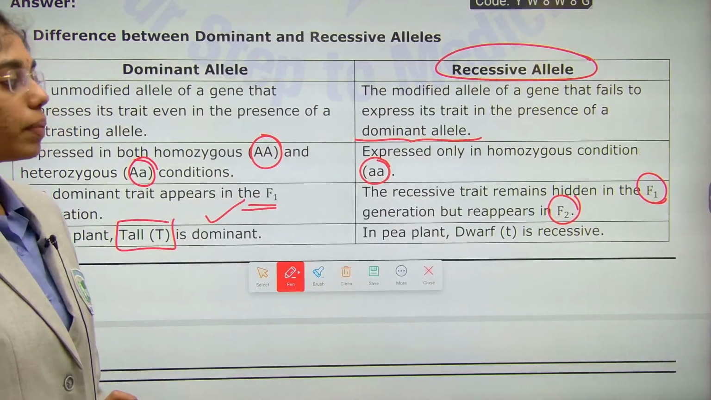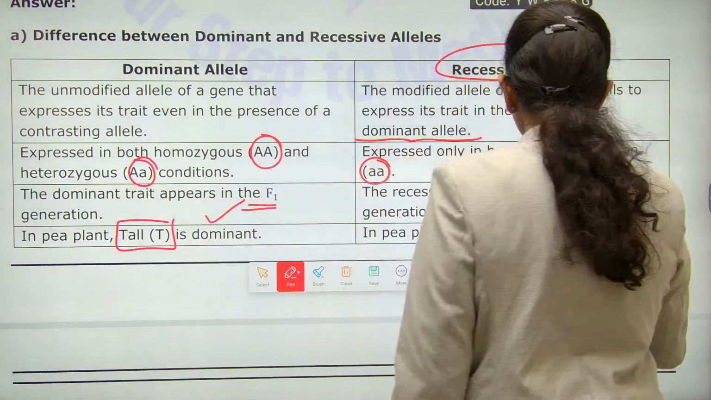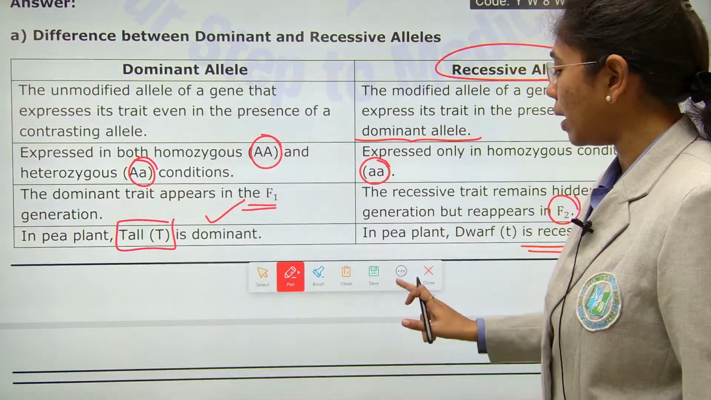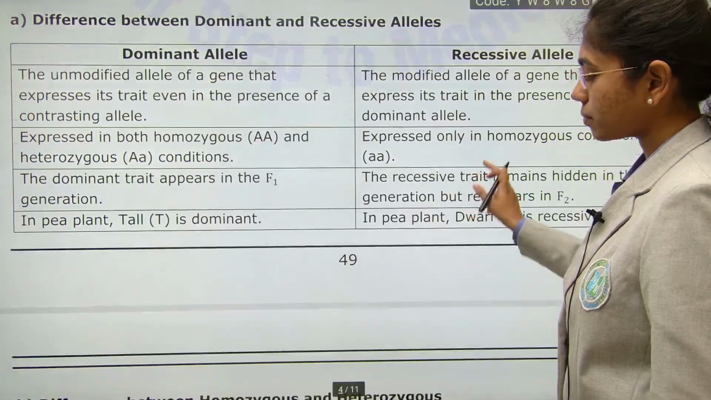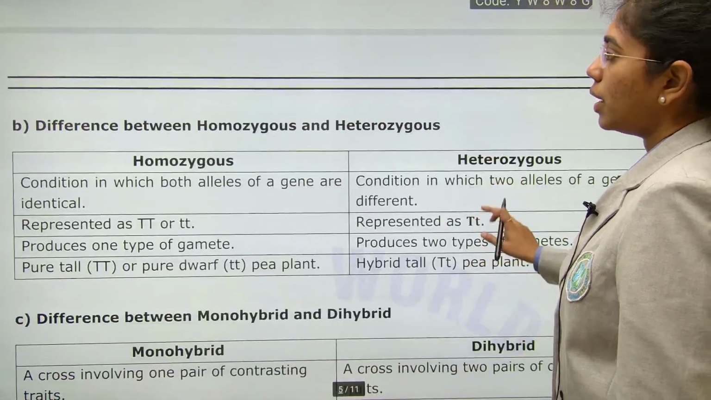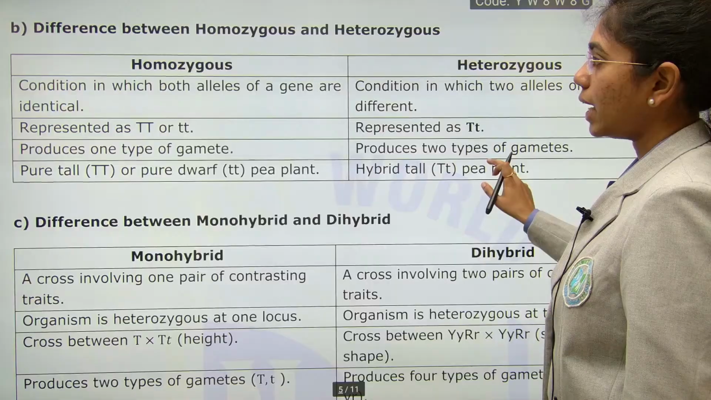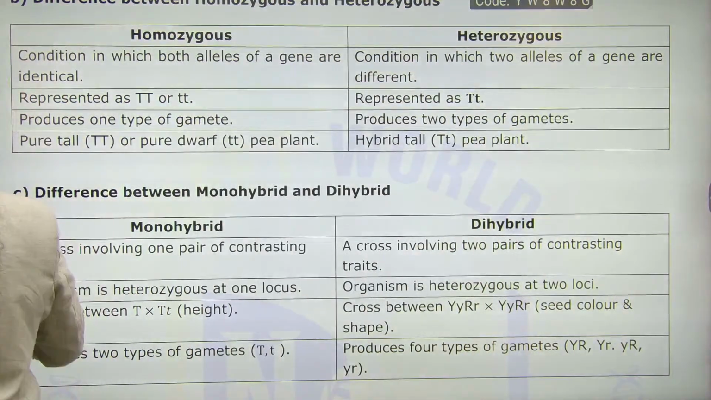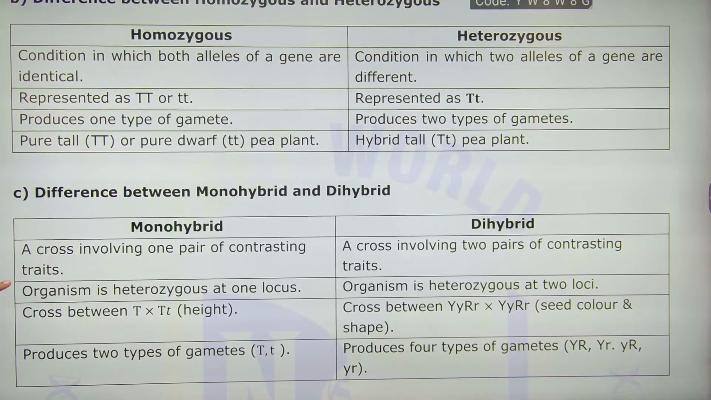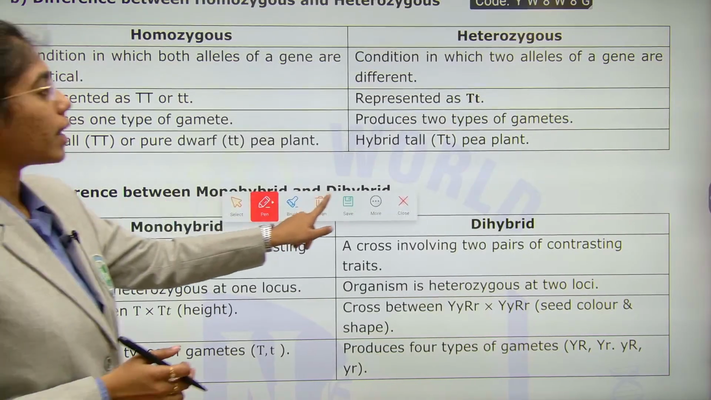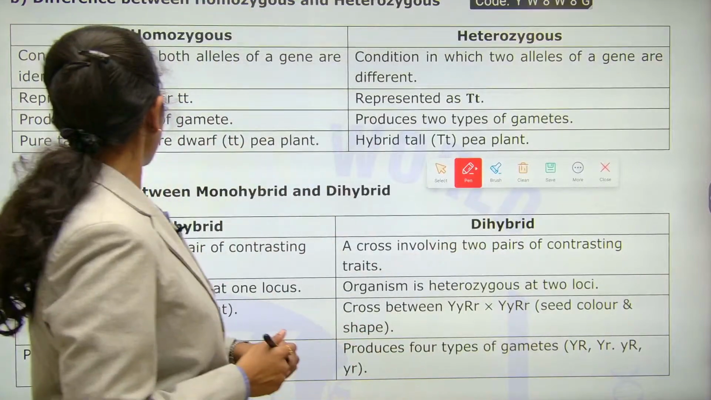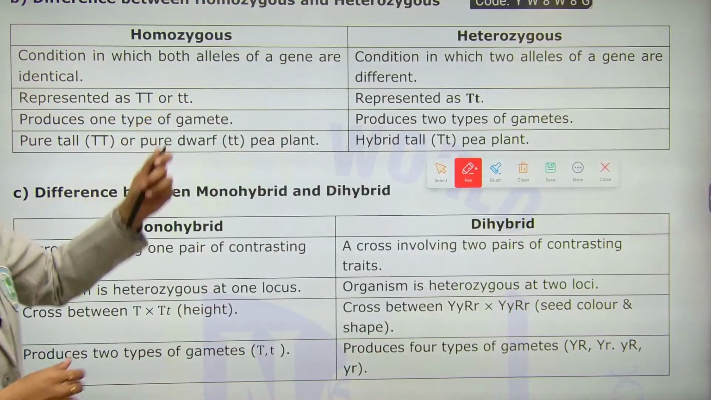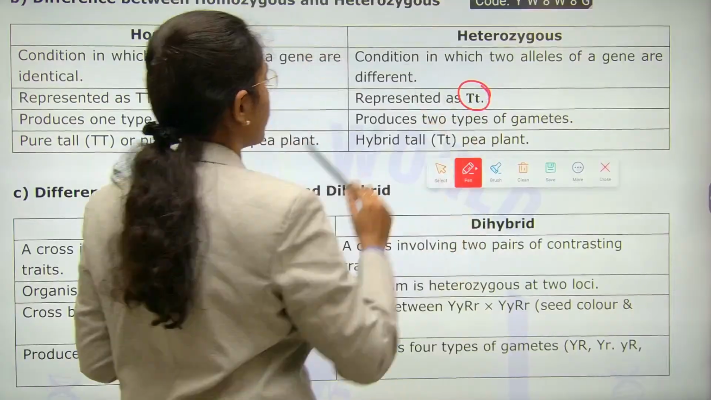Whereas in pea plant, dwarf, that is small t, this will be recessive. Clear till here? Then see the difference between homozygous and heterozygous condition. Homozygous condition is the condition in which both alleles of a gene are identical to each other. In heterozygous condition, the alleles are different from each other. These are represented as such, and this will be represented in the heterozygous condition.